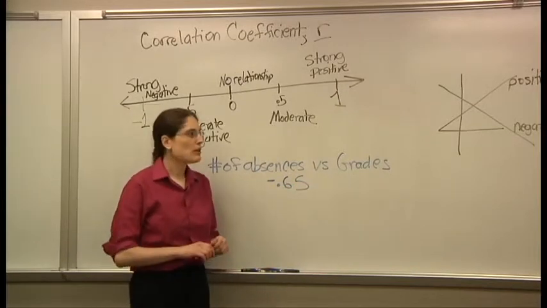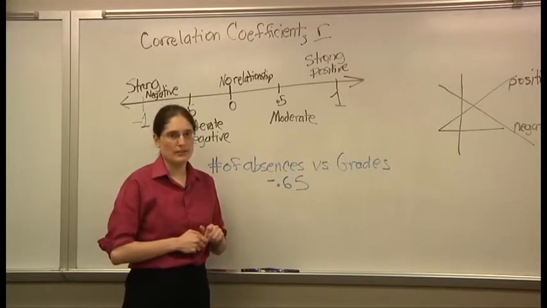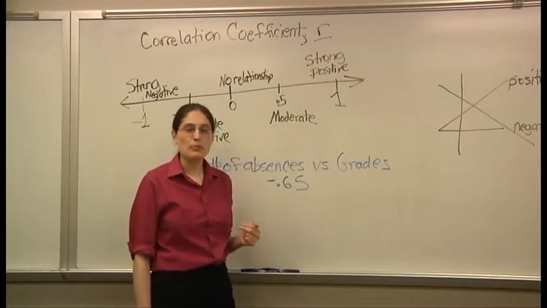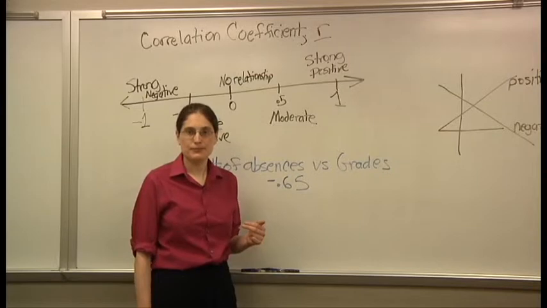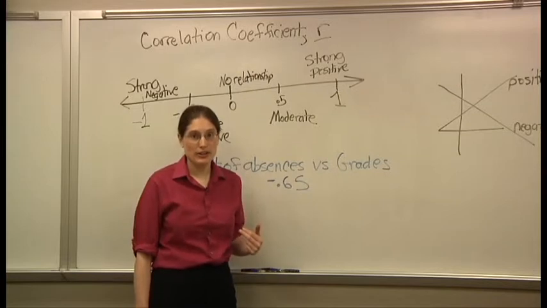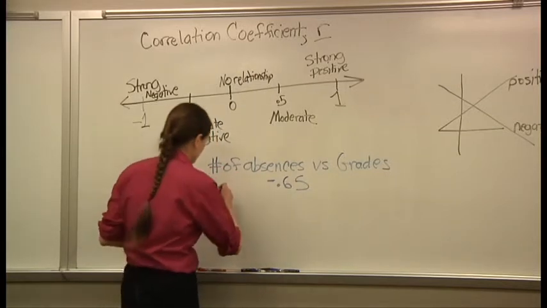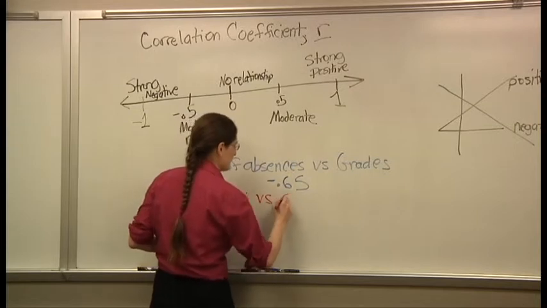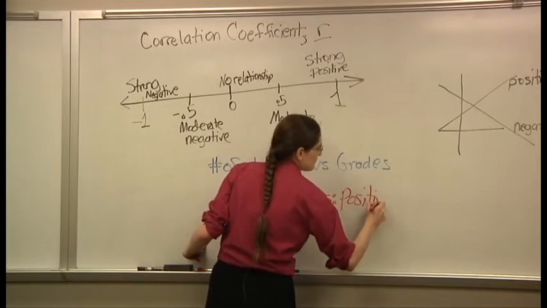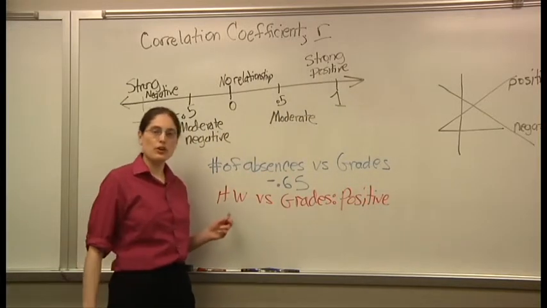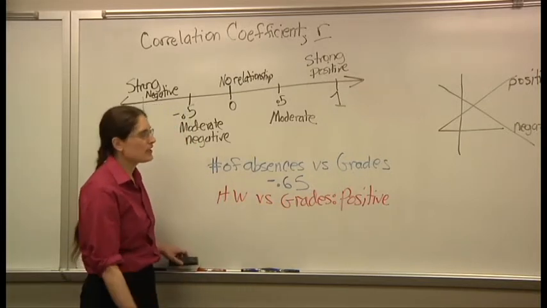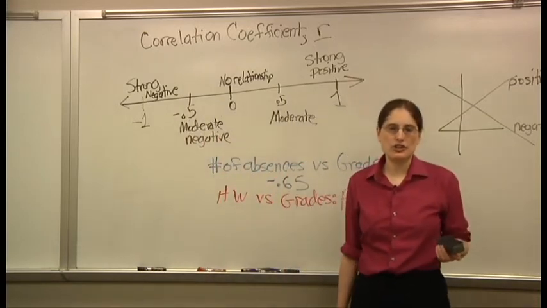How about how much homework you do versus your grade? What kind of correlation do you think there would be there? I would hope that there's a positive correlation. If there isn't any correlation, then I did a bad job of picking out the homework. So the amount of homework you do versus your grades should be a positive correlation. What other things might have a correlation with your grades?